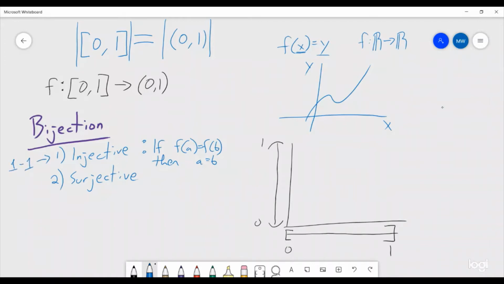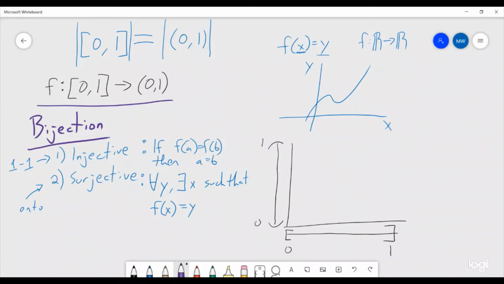And then surjective is for any output, there exists an input such that f of that input is equal to that output. Or in other words, surjective is onto. Did that answer your question with bijectiveness? Yeah. So we just need to have f be a bijection.